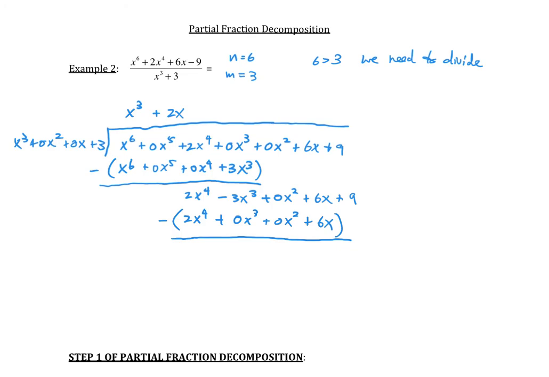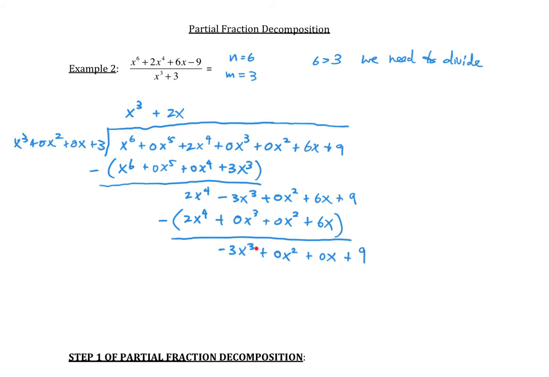And what am I going to get now? So the leading terms cancel out. I'm going to get negative 3x cubed, plus 0x squared plus 0x plus 9. All right. Now, I still have to go one more step, because when I look at the degree of my remainder, that's the same as the degree of my divisor. So I really need to divide one more time.